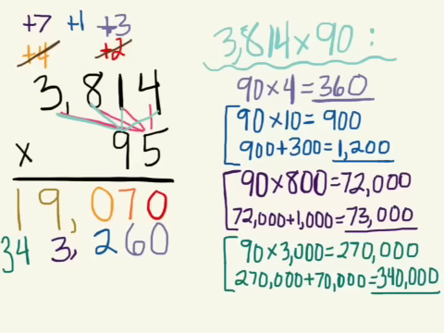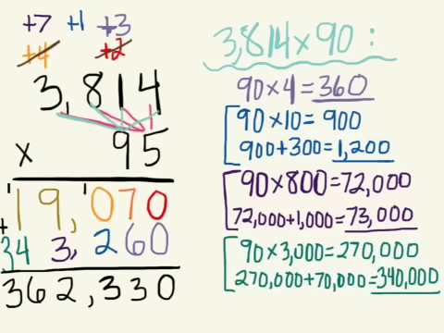So now, just like we always do, we've got some partial products, and we need to put them together. So we need to add them up. I have obviously run out of room for a proper placement of the addition sign, but I know you can do that in your notes. So when we add them up, we should get 362,330. Final answer.